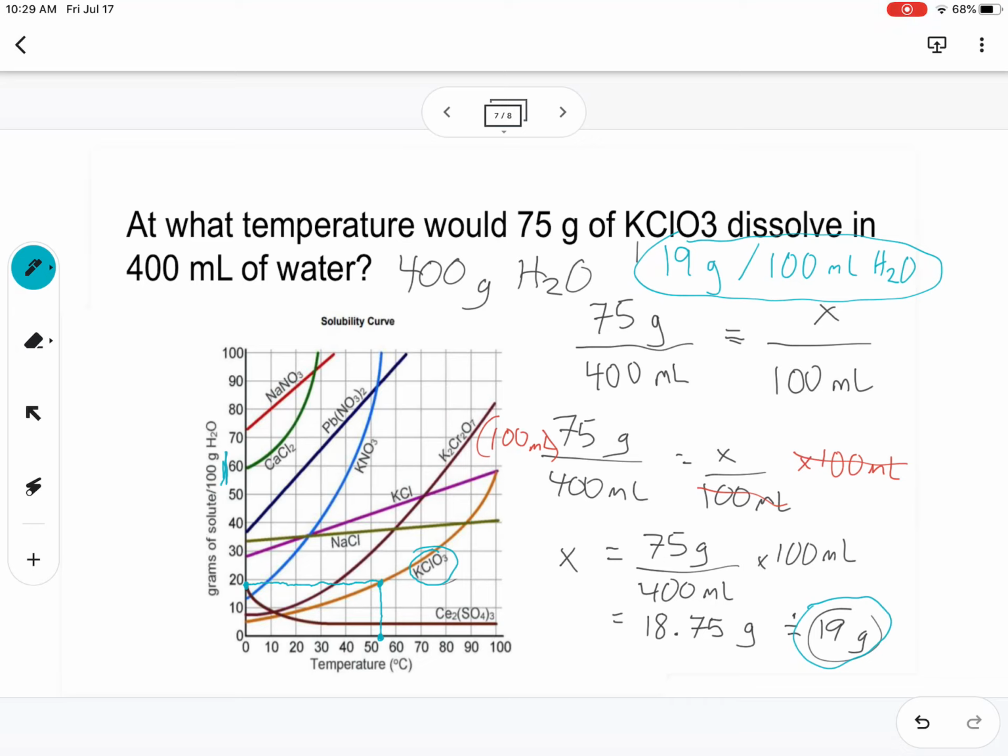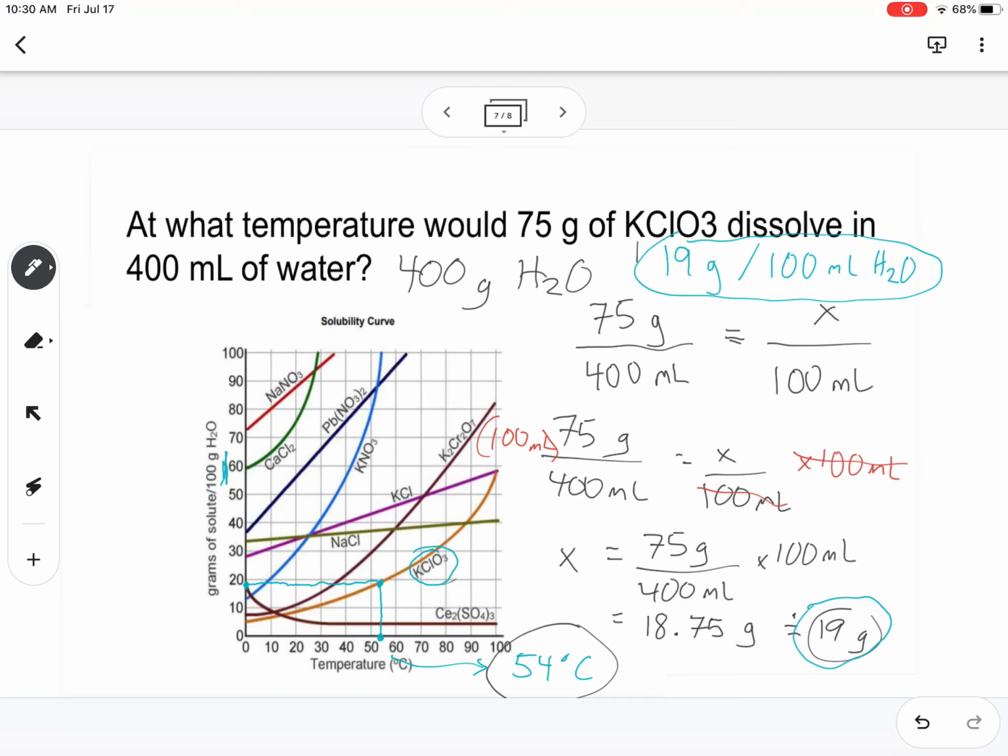So it's between 50 and 60, and then from there you need to make a guess about what it appears to be. I think that looks to be about maybe 54. So I would say that that would be 54 degrees Celsius. And then in the end, what that means is that at around 54 degrees Celsius, that is the temperature where 75 grams of potassium chlorate would dissolve in 400 milliliters of water.